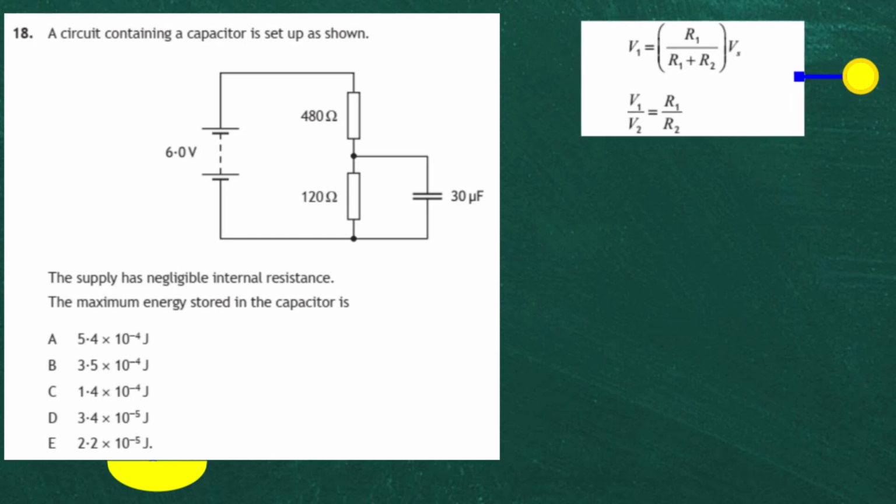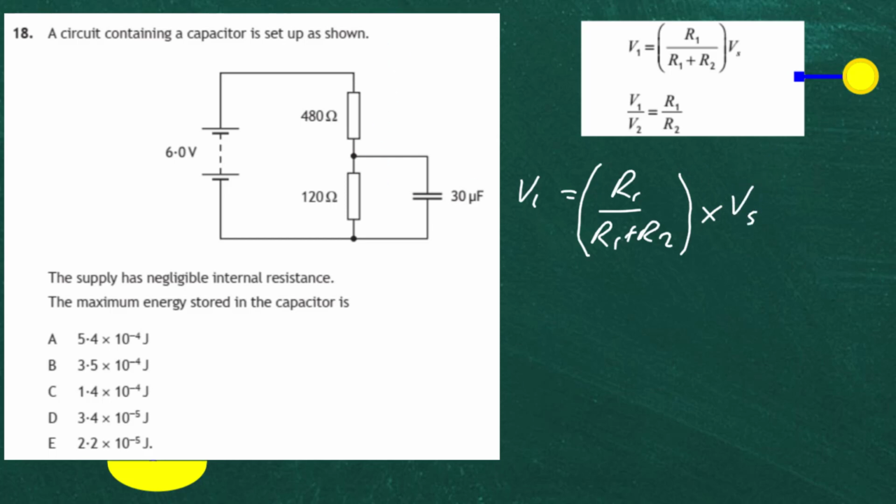You can see there are 2 formulas available, but the one we're going to use is the top one, and that is V1 equals R1 over R1 plus R2, multiplied by the voltage of the supply. That type of circuit is a voltage divider circuit. So let's go ahead and work out the potential difference across the 30 microfarad capacitor, or across the 120 ohm resistor, and we'll call that V1. V1 is equal to R1 over R1 plus R2, with a big bracket around that, multiplied by the voltage of the supply, Vs.